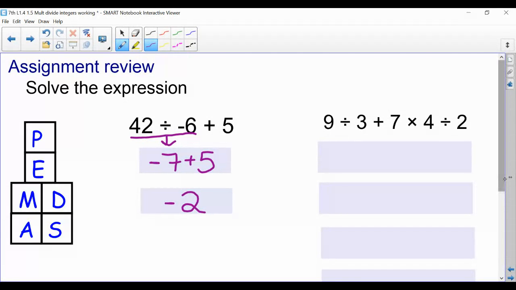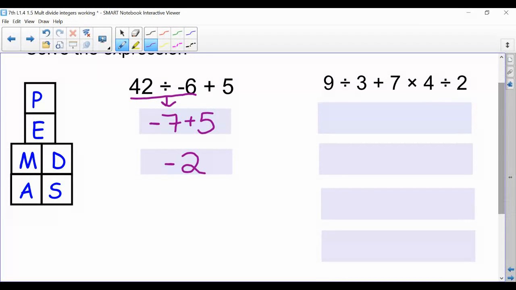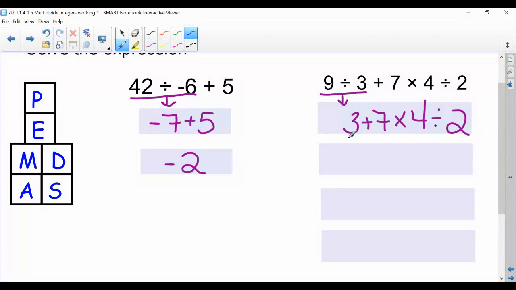The next one over here says 9 divided by 3 plus 7 times 4 divided by 2. There's no parentheses, no exponents, there is multiplication and division, so we're going to do it in order from left to right. The first part we do is 9 divided by 3, which is 3. Bring down plus 7 times 4 divided by 2. Start at the top again. There's no parentheses, no exponents. There is multiplication and division. So we're going to go in order again.